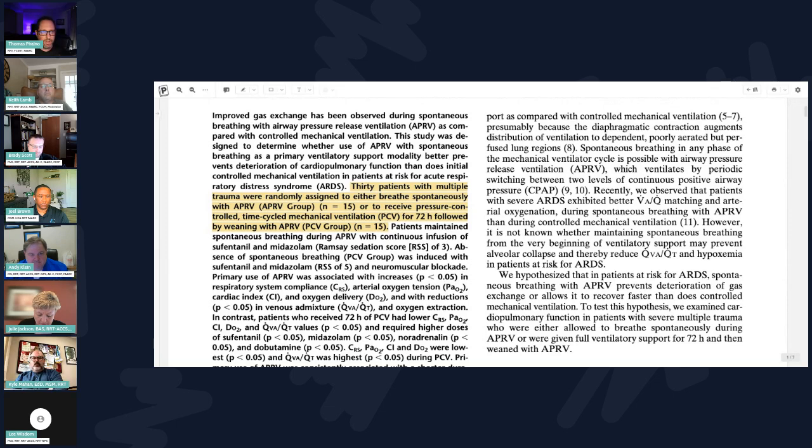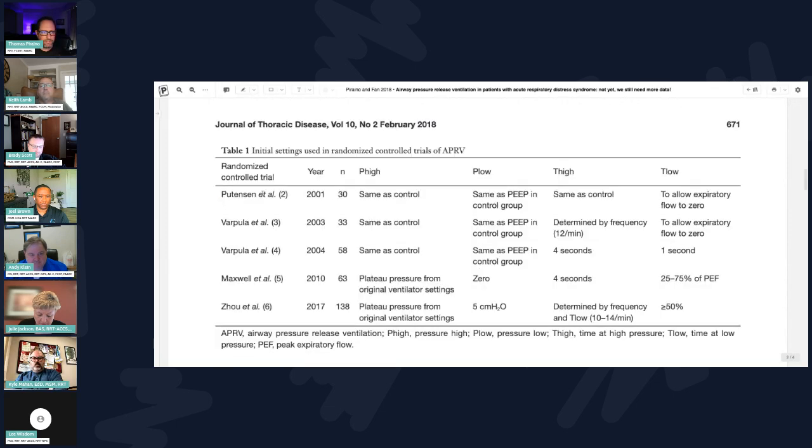And I'll highlight just for a moment this study here in terms of the settings. The P high was the same as the control group. The P low was the same as the PEEP in the control group. The T high was the same as the control group, and they allowed flow, like expirations, all the way to 0. Basically, the settings were identical, but one was APRV and one was pressure control, and the settings were identical in terms of the pressures reached, etc.